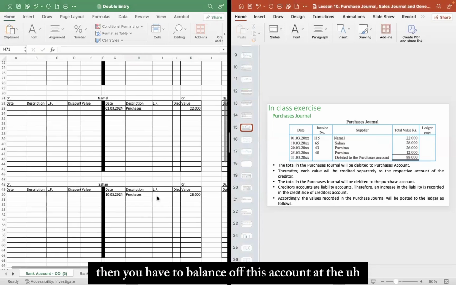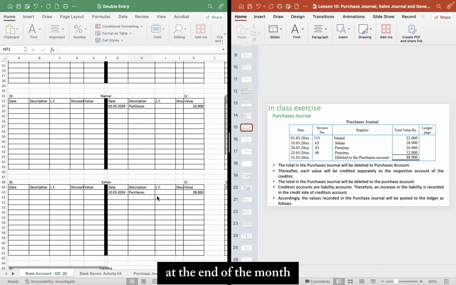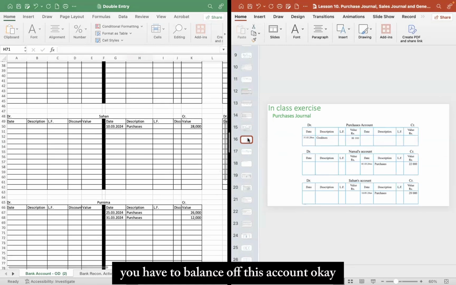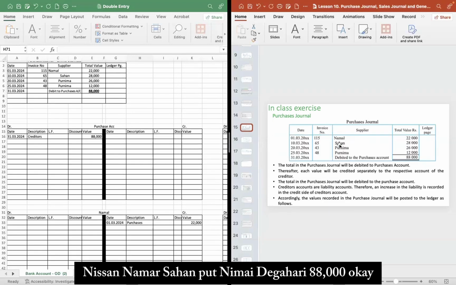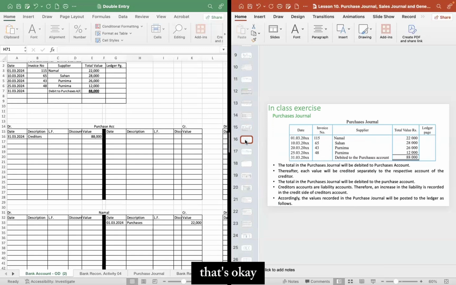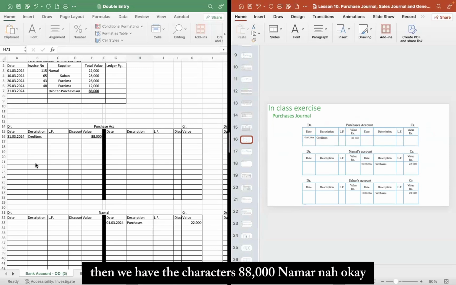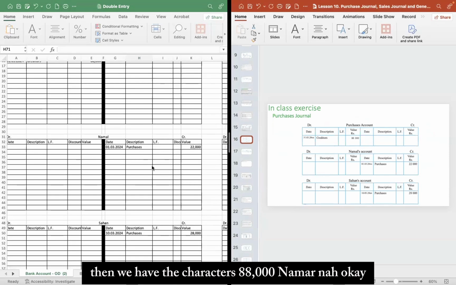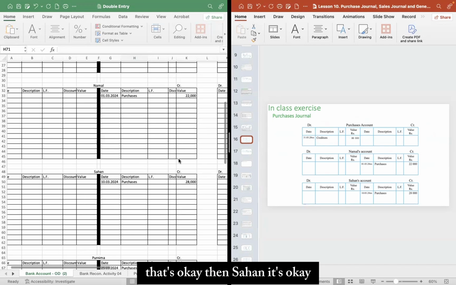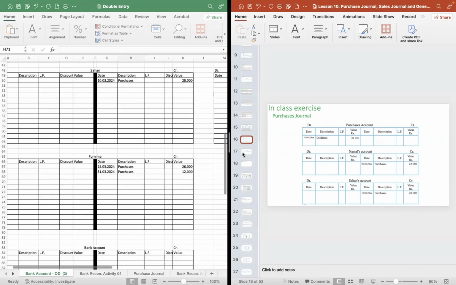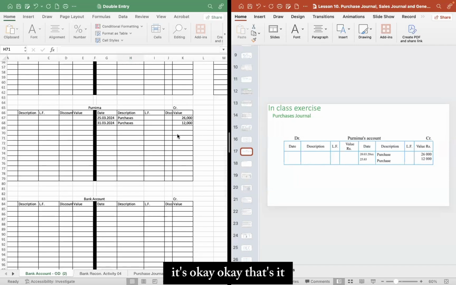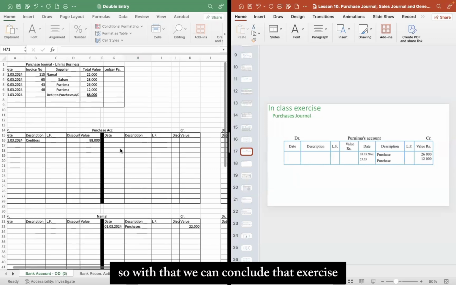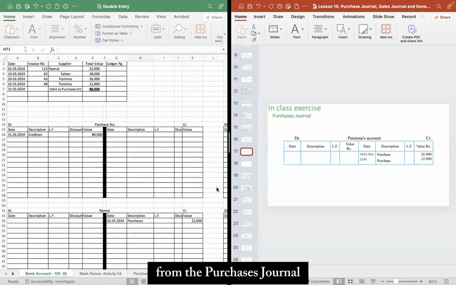Then you have to balance off these accounts at the end of the month. Okay, if we look here, we will recheck. Namal, Sahan, Purnima, everything is fine. 88,000, that's okay. Then we have the creditors 88,000. Namal, that's okay. Then Sahan, it's okay. So with that, we can conclude that exercise from the purchases journal.